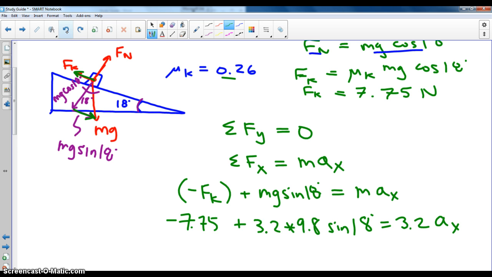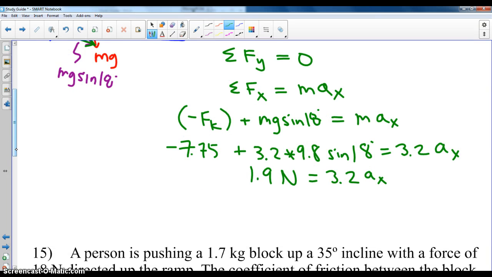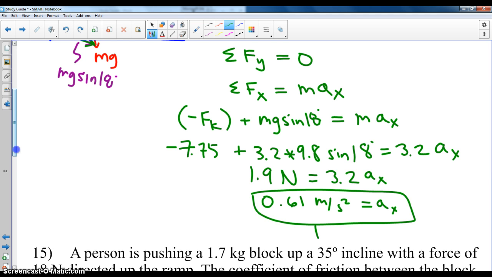So when I evaluate the left side, I get 1.9 newtons. I sure hope I did this right. It's not looking super correct right now. 3.2, I guess it is. Suppose it is. And when I divide both sides by 3.2, I get 0.61. Like that. There is the acceleration down the ramp.